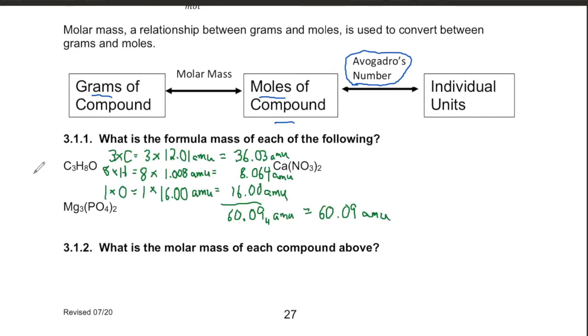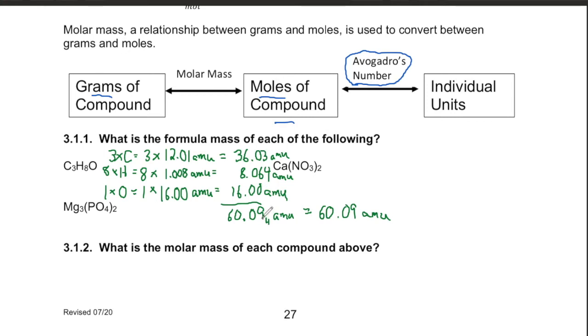All right, so for this first molecule, this is a covalent compound, so we can call this the molecular mass if we want, or the formula mass. We have 3 carbons, so we take 3 times the atomic mass of carbon, which is 12.01. We get 36.03. Then we take 8 times the mass of hydrogen. 8 times 1.008 is 8.064 AMU. 1 oxygen is 1 times 16.00 AMU, which gives 16.00.